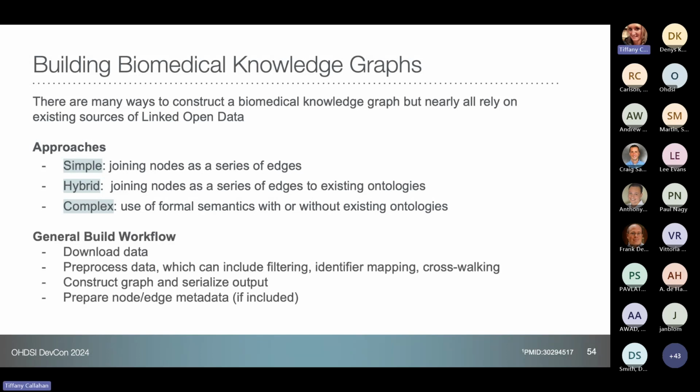And then the general workflow that applies pretty much across all of these approaches involves steps like downloading data, pre-processing it, which could be filtering, identifier mapping, cross-alignment between identifiers, and then you construct the graph, and then if you need, prepare different node and edge metadata.